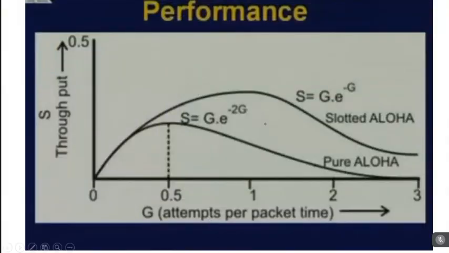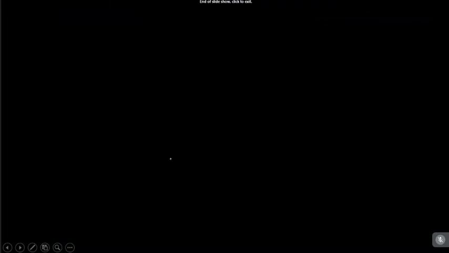Here we can understand how the efficiency is improved in slotted Aloha when compared with pure Aloha. An expression is used to represent that pure Aloha is nothing but half of the slotted Aloha. To relate that, we use an exponential term: G into e power minus 2G for pure Aloha, and G into e power minus G for slotted Aloha.